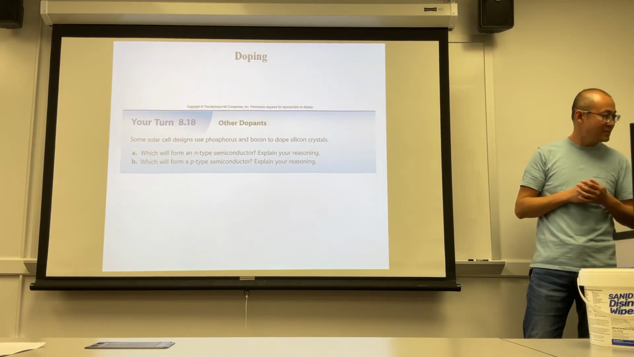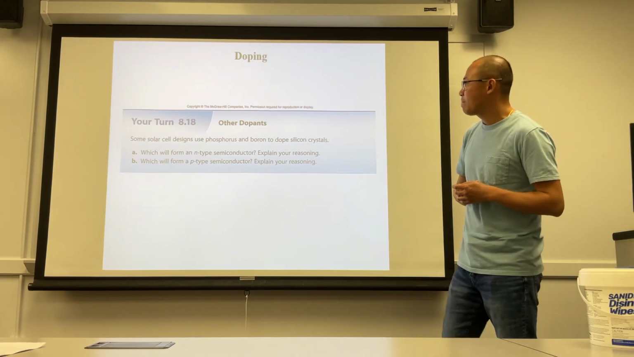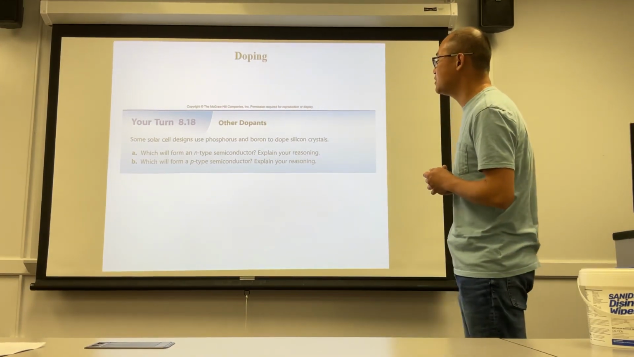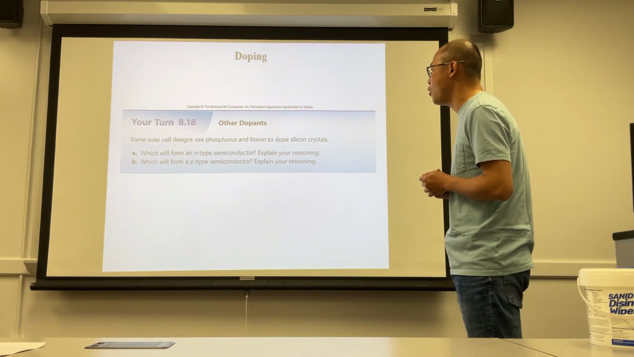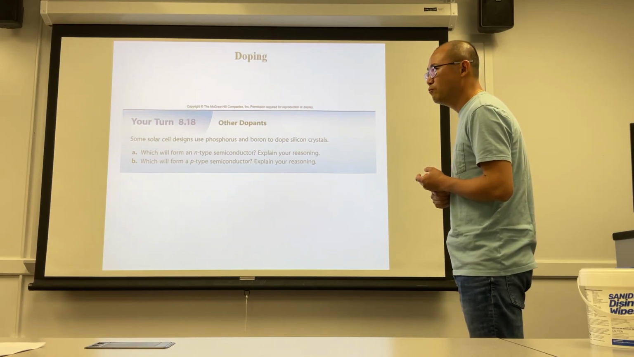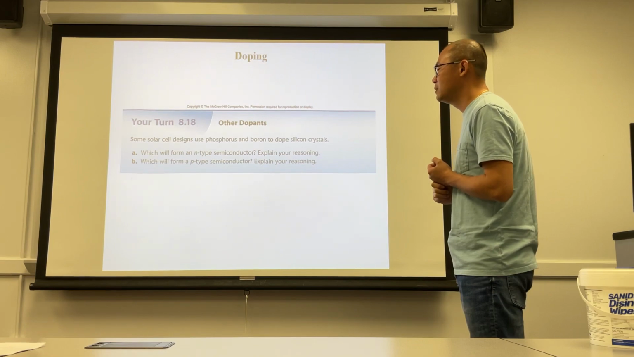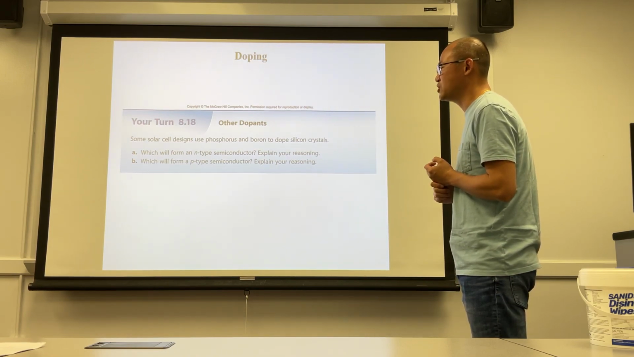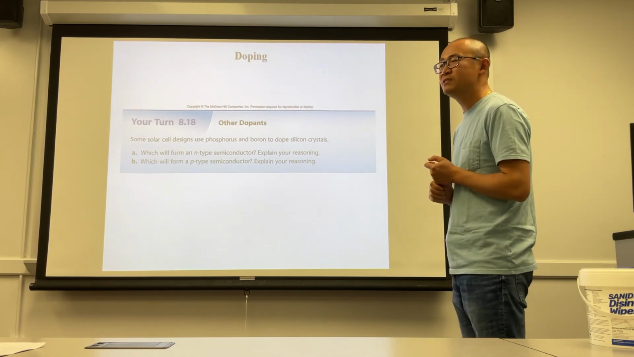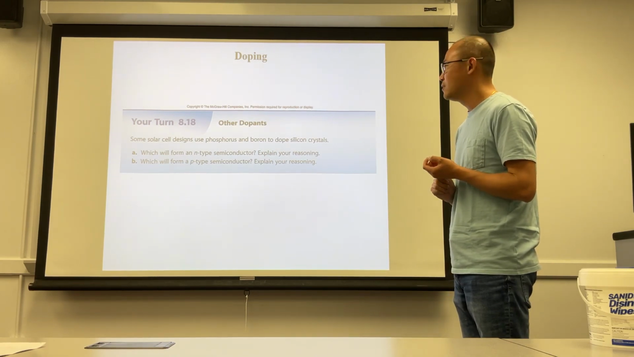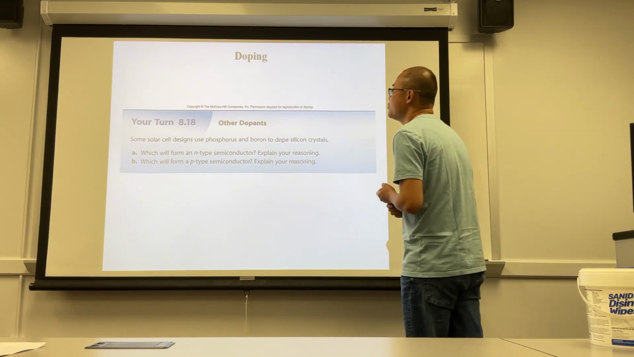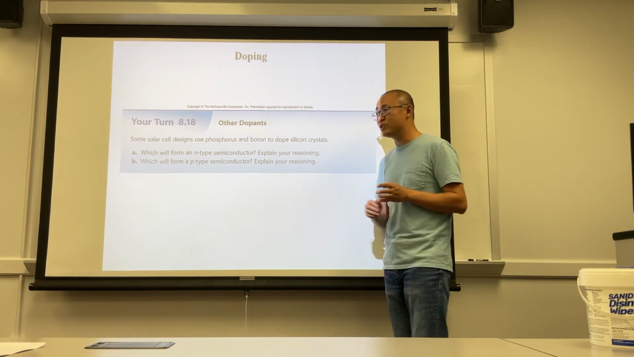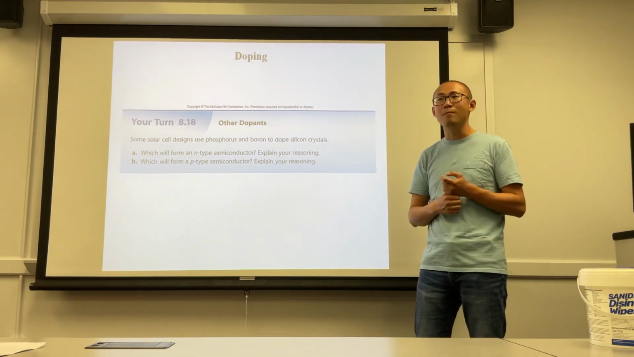Okay, very quickly, guys, I want to ask you, some solar cells are designed, instead of using gallium or arsenic, to use phosphorus and boron. Which one will make the N-type semiconductor? Which one will make the P-type semiconductor? Very quick. Instead of gallium or arsenic, some use phosphorus and boron. So which one will make P-type? Which one will make N-type?